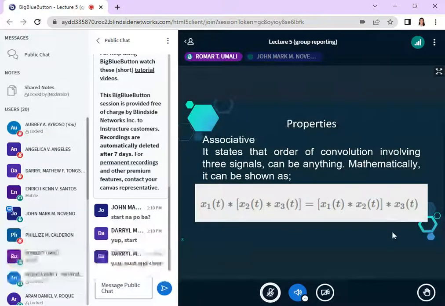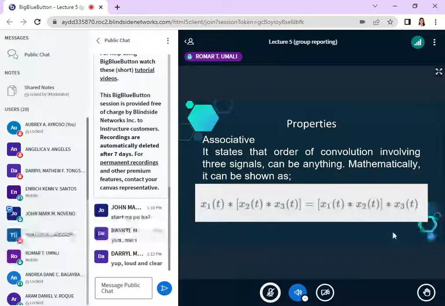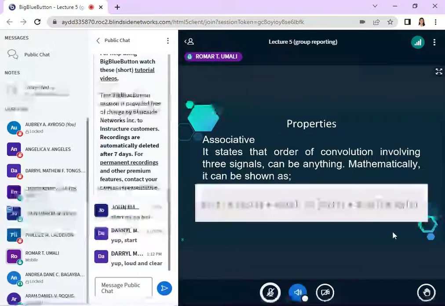Sa associative naman, states that order of convolution involving three signals can be anything. Dito naman po sa associative property, almost the same lang siya sa commutative. Dinidescribe dito kung paano po ina-analyze yung mga parallel system. Pinapakita din dito kung paano pinagsasama-sama yung mga 3 or more signals. Kung ikukumpara din natin based dun sa picture, halos magkapareho lang talaga sila ng formula dun sa commutative. Yung next property naman po, i-discuss na siya ni Justin Kyle.